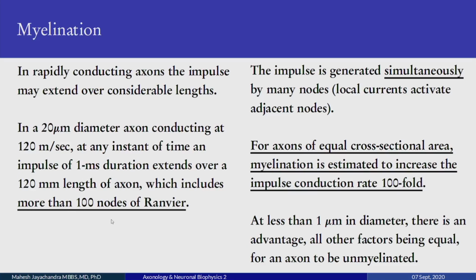So one action potential, even though it comes up like this and goes down, extends over 100 nodes of Ranvier. So this impulse is generated simultaneously by many nodes. The local currents activate adjacent nodes. For axons of equal cross-sectional area, if you have myelination, impulse conduction increases 100-fold. However, if the axon is less than 1 mu in diameter and all other factors are equal, there's an advantage for the axon to be unmyelinated.